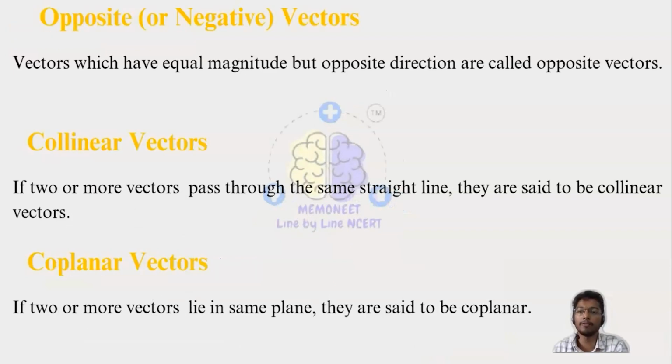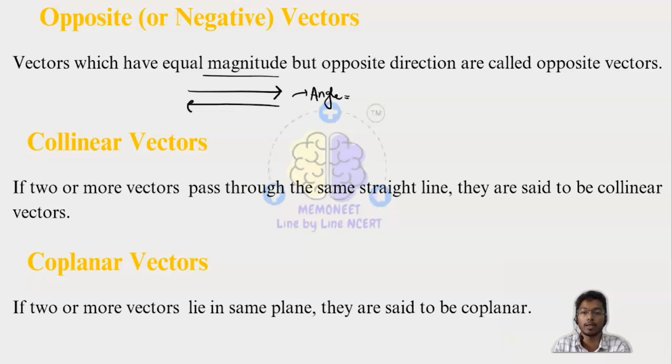Then opposite or negative vectors. Opposite vectors have equal magnitude but opposite direction. Let's say we have x vector, that is 2 units in the positive x direction, and we have another a vector which is 2 units in the negative x direction. The vectors will be represented like this. They have equal magnitude but opposite direction. The angle between them is 180 degrees.